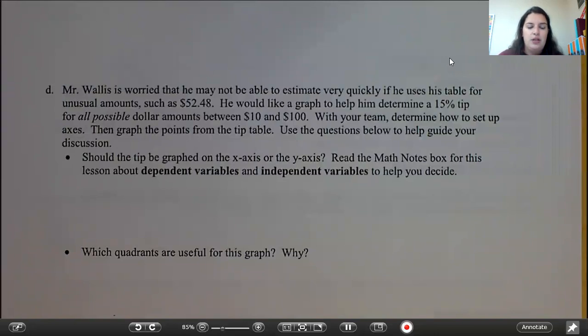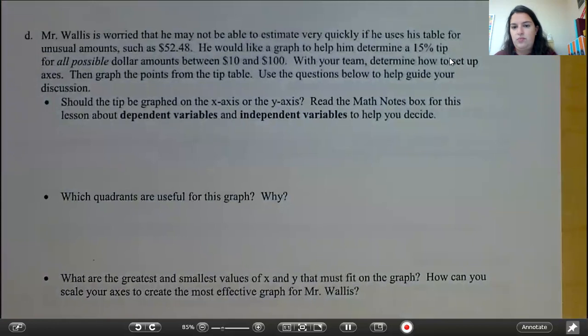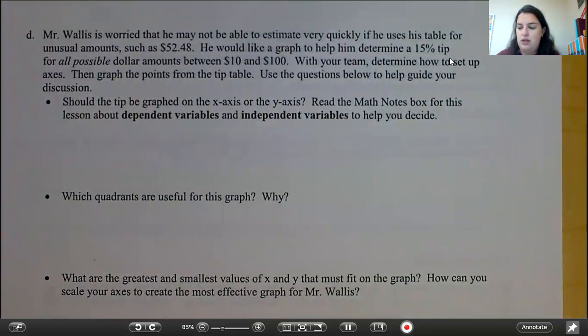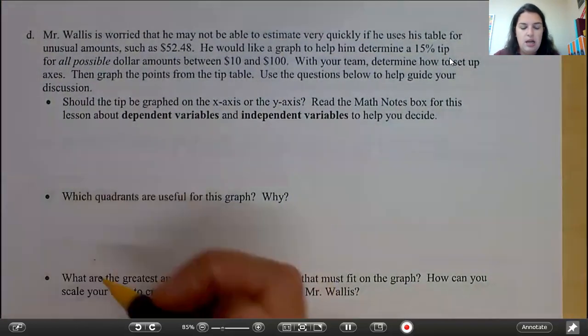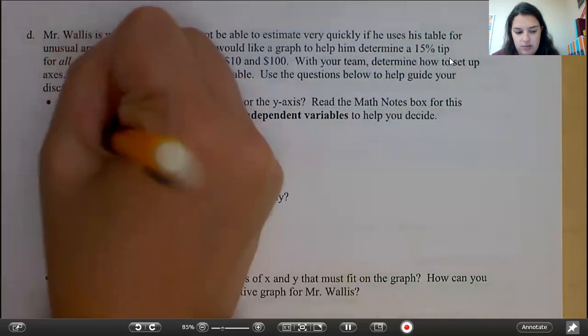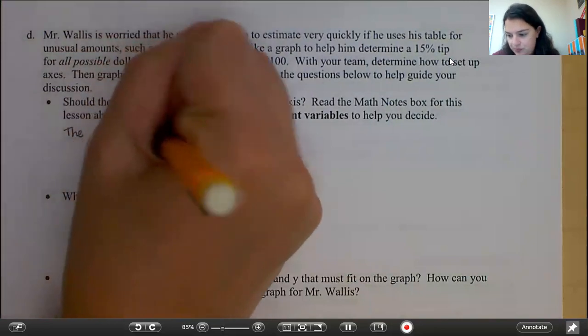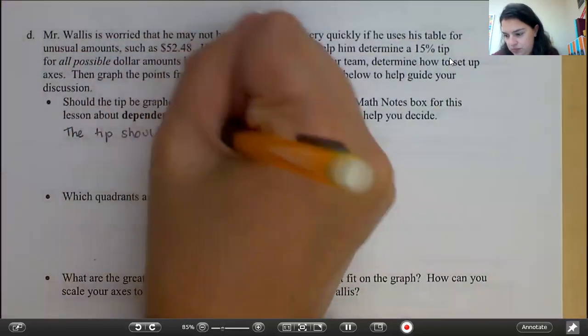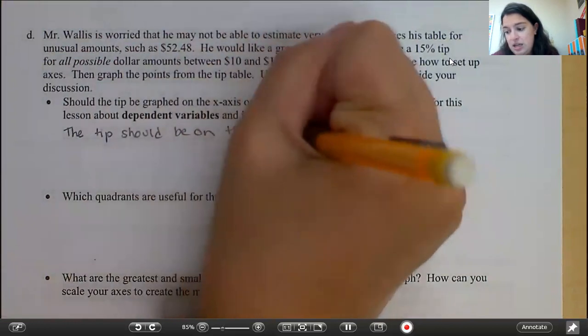Should the tip be graphed on the x-axis or the y-axis? Read the math notes box for this lesson about dependent and independent variables to help you decide. So go ahead and pause the video, read the math notes box, which can be found on the last page of your lesson at the bottom, and answer that bullet point. Okay, if you're back with me, hopefully you said that the tip should be on the y-axis, because it is the dependent variable.